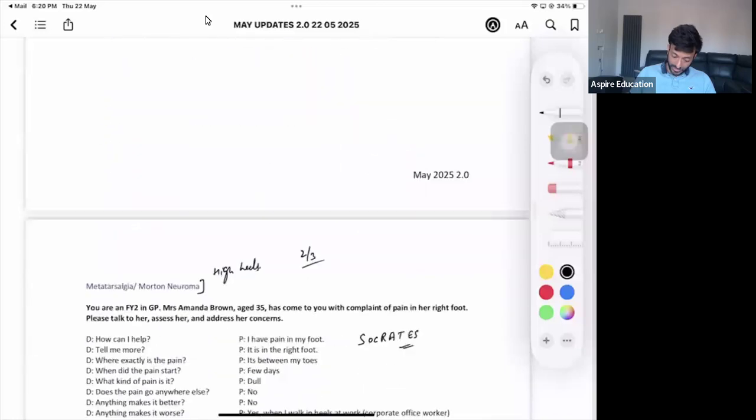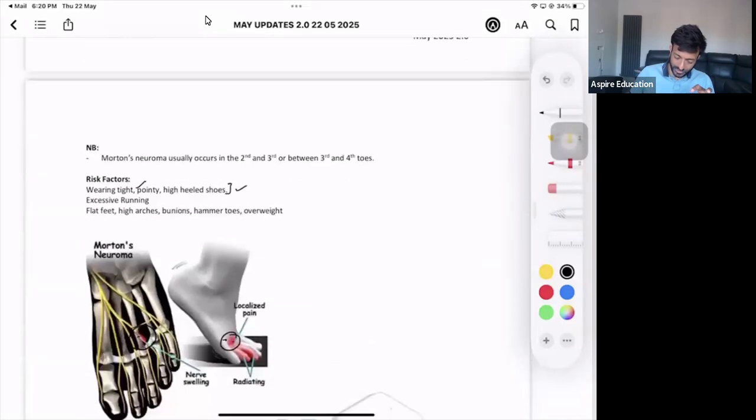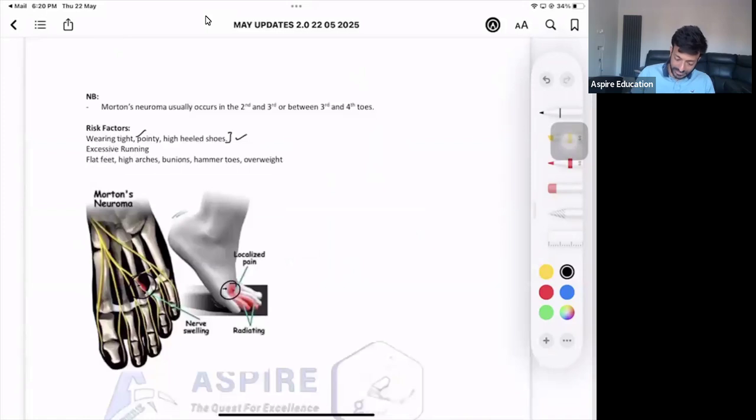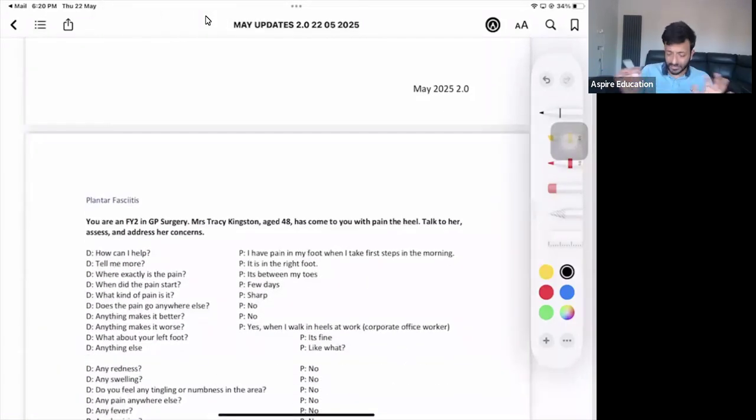How to differentiate between Morton's neuroma and plantar fasciitis? See, where is the pain in Morton's neuroma? As I showed you in this picture, it is around the second to third metatarsal, somewhere here, and this patient is wearing high heels. That's the main thing, right? Plantar fasciitis, one very simple thing. This patient will tell you, when I wake up in the morning and I put my feet on the ground, first time I get pain.